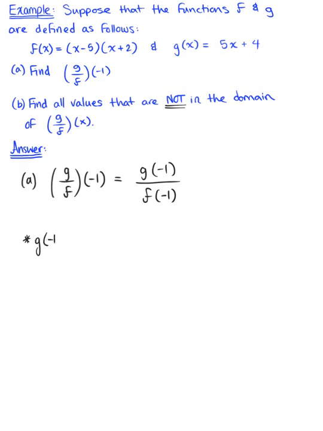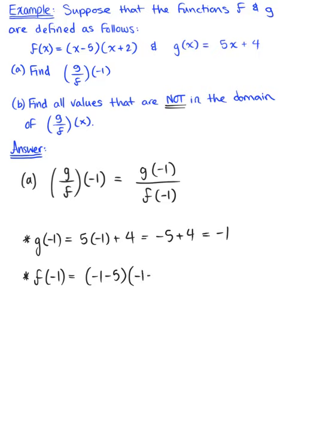So we have g of -1 is going to be equal to 5 multiplied by -1, plus 4. So that's -5 plus 4, which leaves us with -1. And very similarly, we want to evaluate the function f when x is -1. So this is going to become (-1 - 5) multiplied by (-1 + 2). So simplifying this is -6 multiplied by 1, which leaves us with a beautiful final answer of -6.